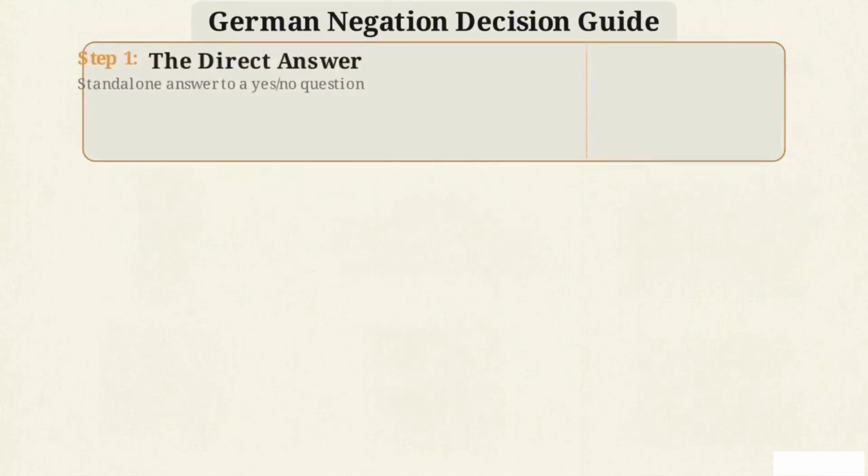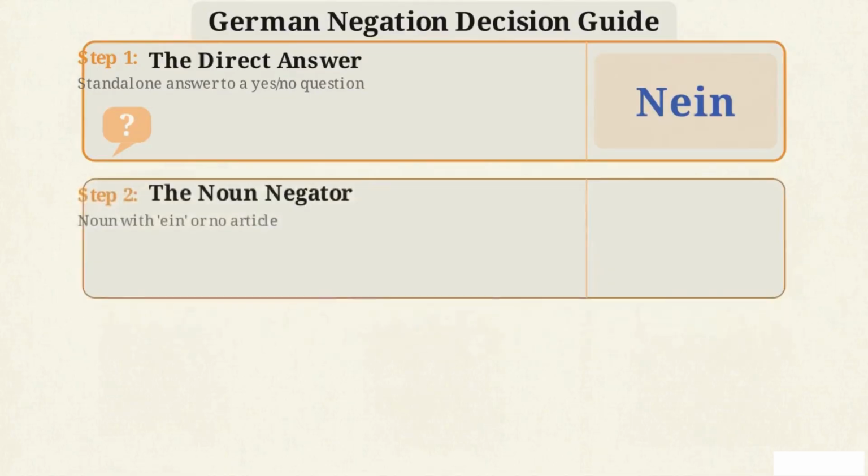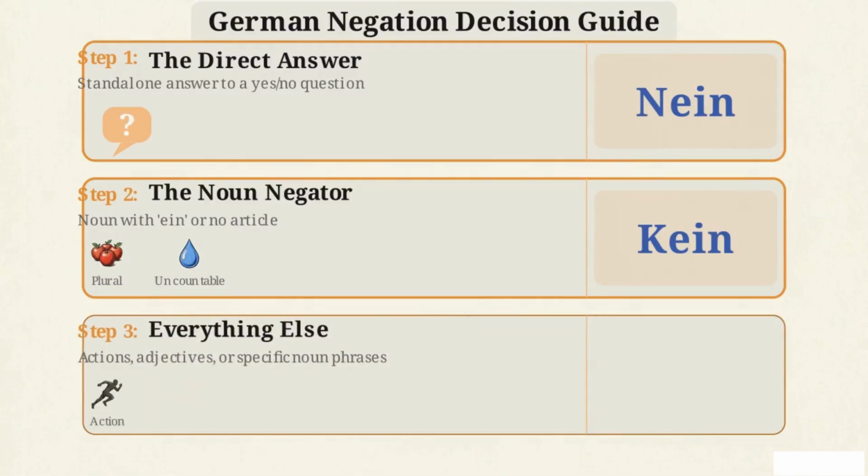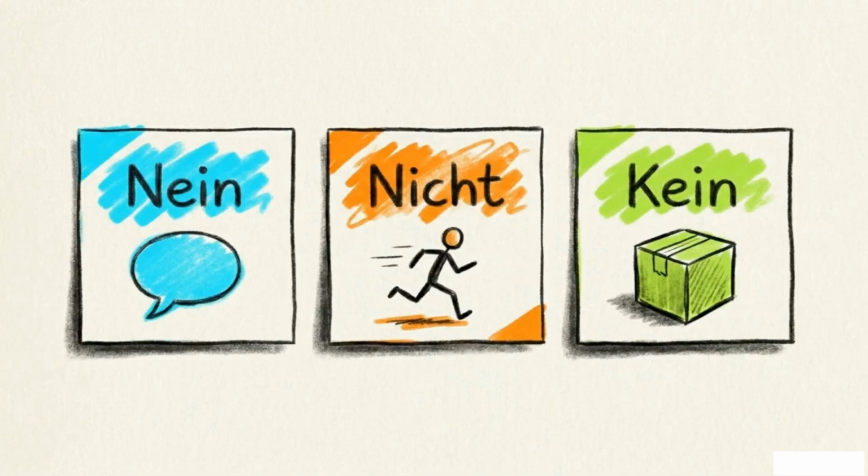You can navigate these choices by asking 3 questions. Is it a direct answer? Use nein. Are you negating a noun with ein or no article? Use kein. If you are negating an action, an adjective, or a specific noun phrase, use nicht. German negation is a logical system of categorization. By identifying what you are negating, you can select the correct tool every time.